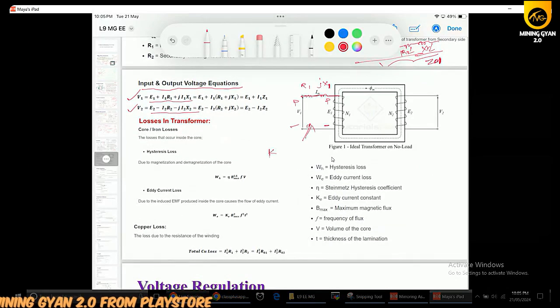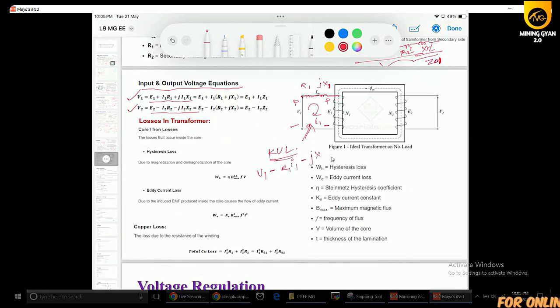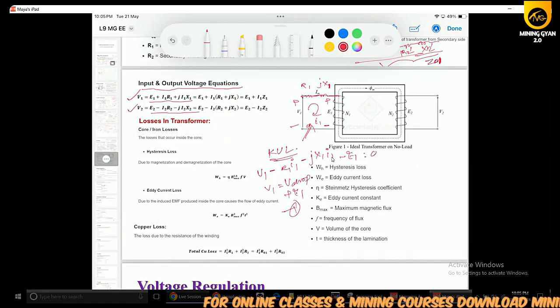Let us apply the KVL equation here. So V1, when you are going in this direction: V1 minus R1 I1 minus j X1 I1 minus E1 will be 0. So V1 equals the total voltage drop plus the induced EMF E1. Likewise, you can calculate for the secondary also.